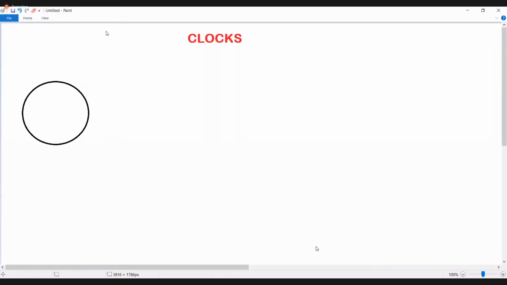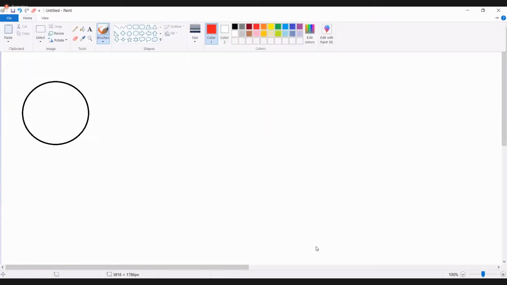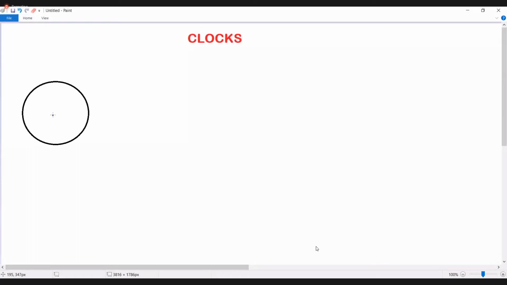If you take a clock like this, in a clock there are a total of 12 hours. This is going to be 12, this is 3, this is 6, this is 9. So in a clock, how many hours are there? What is the shape of the clock? The clock will be in a circular shape. That is a point I'm trying to mention.